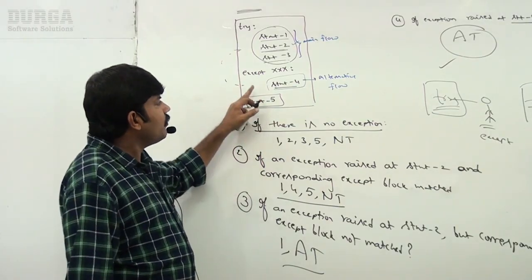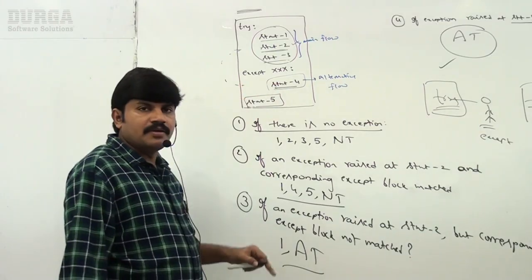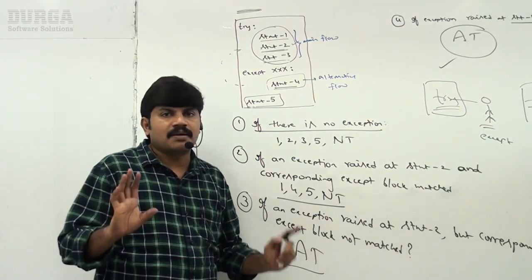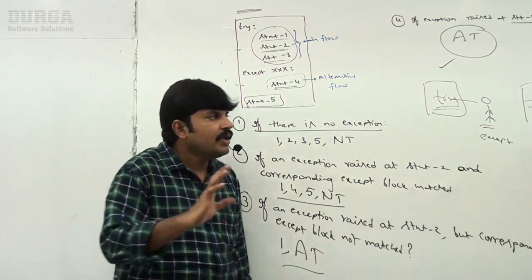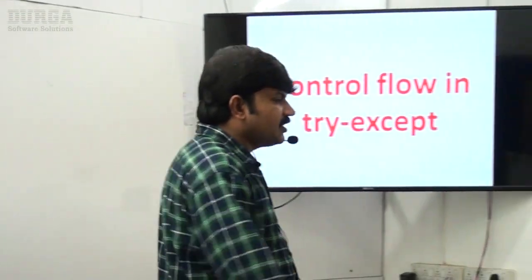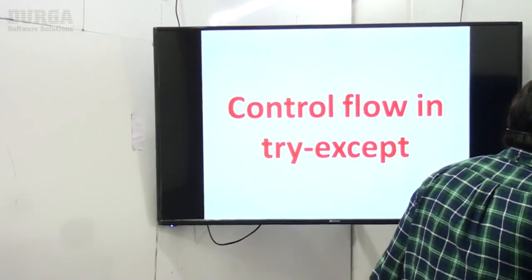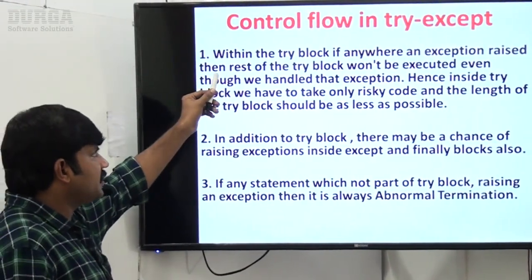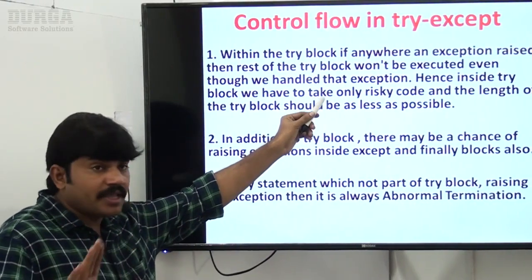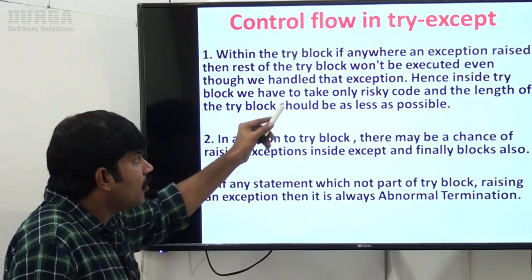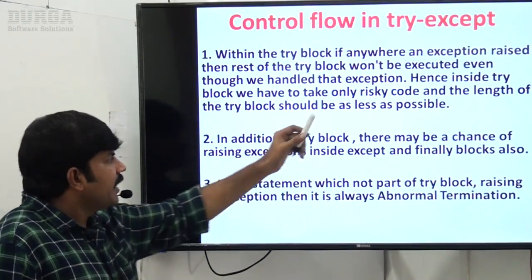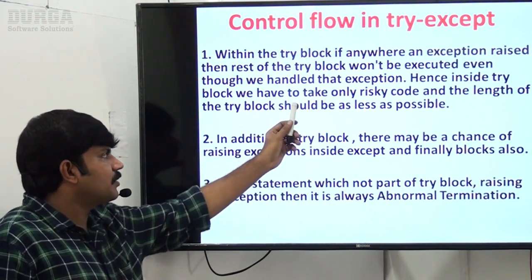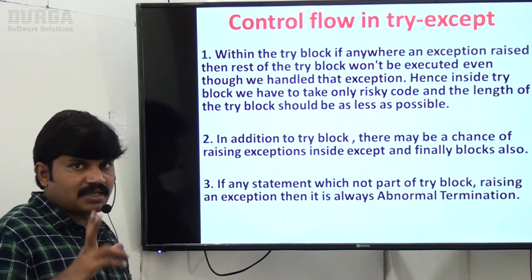Next, if any statement outside of the try block raises an exception, it is always abnormal termination. Remember that. Have a look once. I hope these three statements I documented for your reference. Observe carefully, sir. Within the try block, if anywhere an exception is raised, then the rest of the try block won't be executed even though we handled that exception. Hence, inside the try block we have to take only risky code, and the length of the try block should be as small as possible.